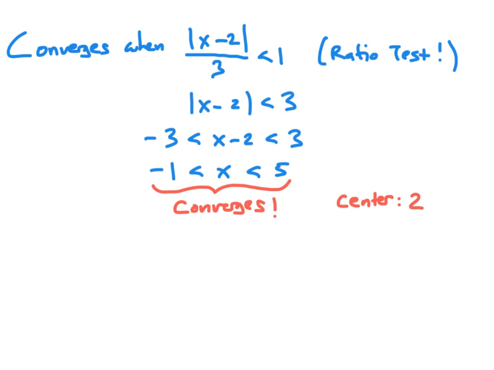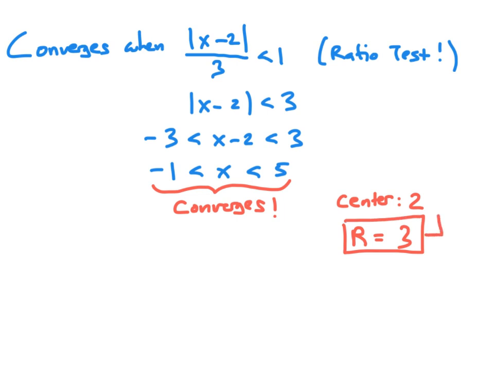And so here we can observe that our radius of convergence is going to be the distance from our center to either of our two endpoints, and the distance from 2 to 5, as well as the distance from 2 to negative 1, is equal to 3. And so here our radius of convergence will be equal to 3.